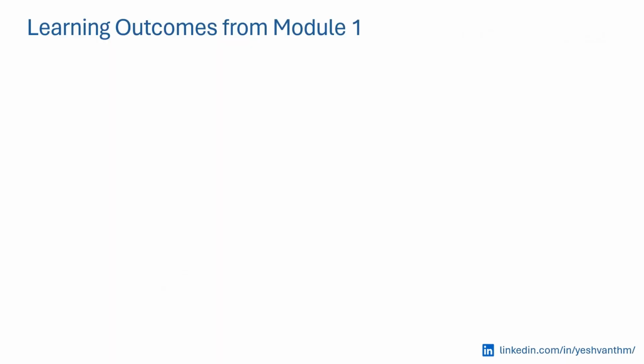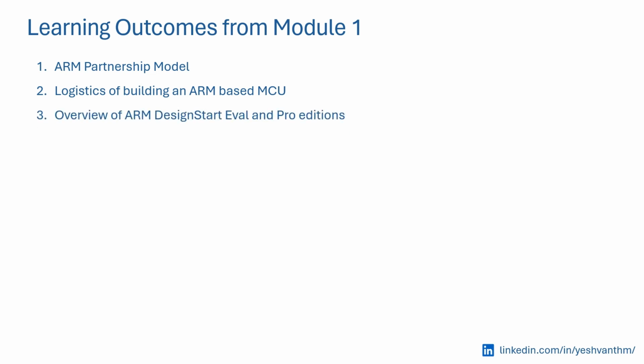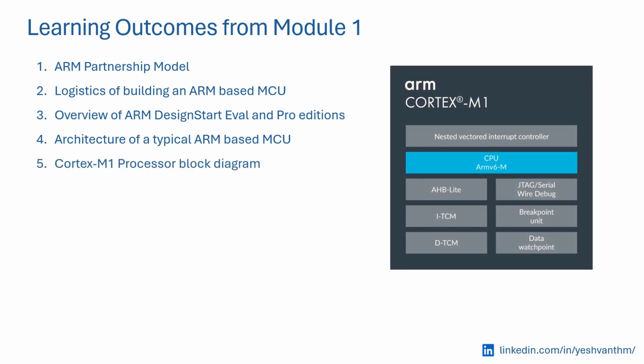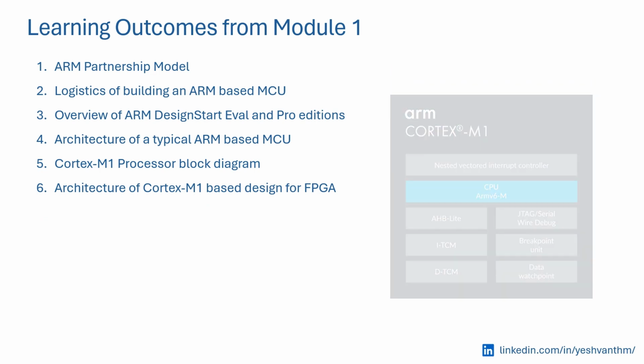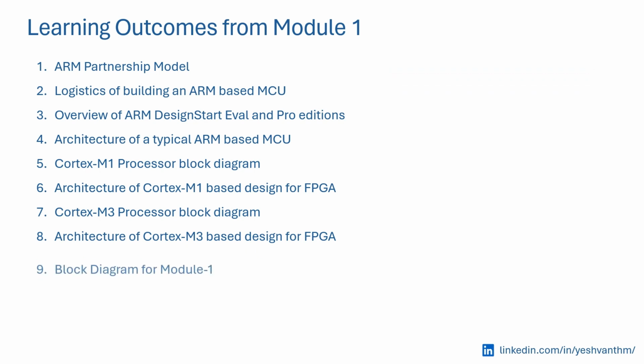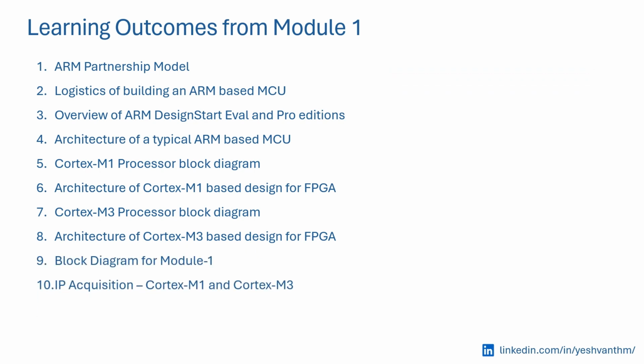These are the learning outcomes from module 1. How ARM's business model works. What are the logistics involved in designing an ARM-based microcontroller? An overview of the DesignStart, Eval and Pro editions, architecture of a typical ARM-based MCU, block diagram of the Cortex-M1 processor, architecture of the Cortex-M1 based design for FPGA, block diagram of the Cortex-M3 processor, architecture of the Cortex-M3 processor based design for FPGA, the block diagram for module 1, how to get the IPs for the module 1.